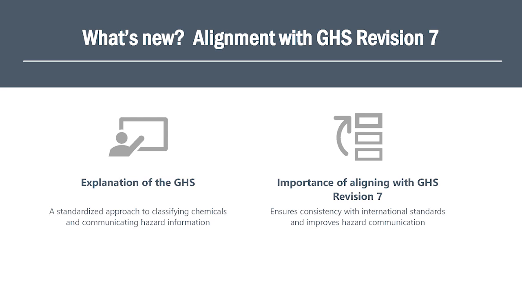So we've talked about the globally harmonized system. We've looked at the pictograms. So what matters? Why did they care about aligning with revision 7? Because OSHA's not generally known for staying up to date with the latest revision of different things. We were on revision 3. We updated to adopt revision 7. The goal there was to be more consistent with international standards.